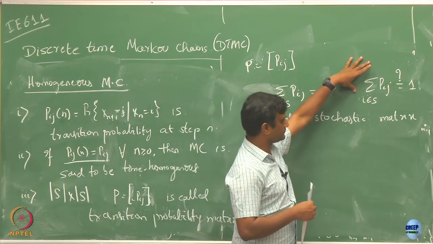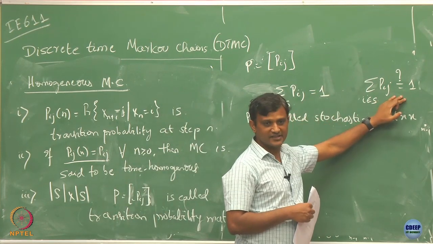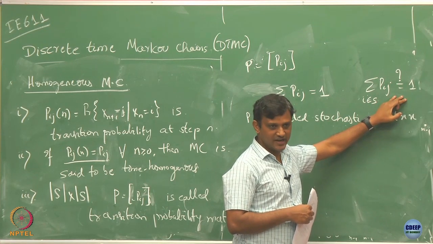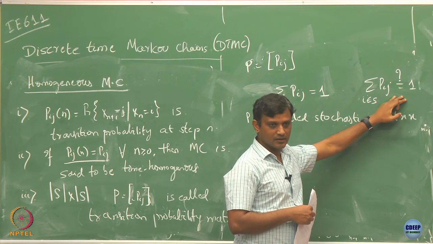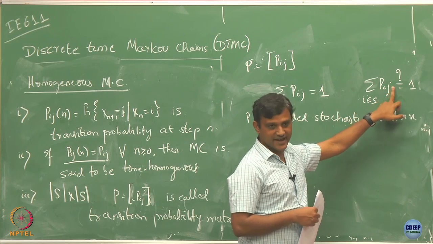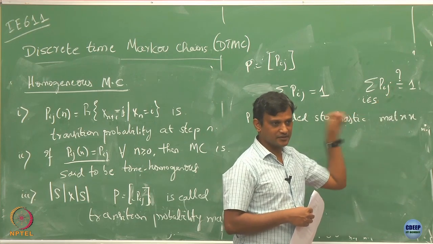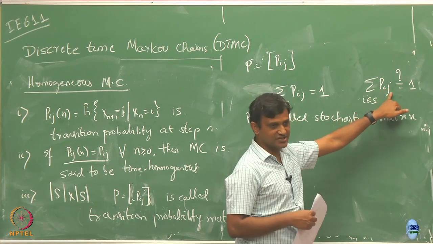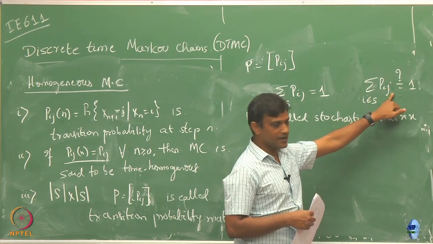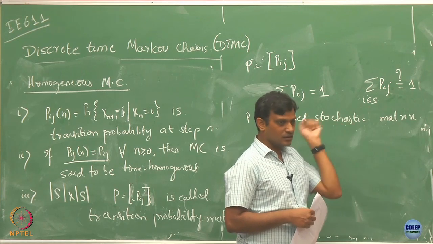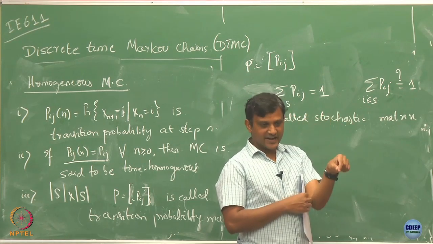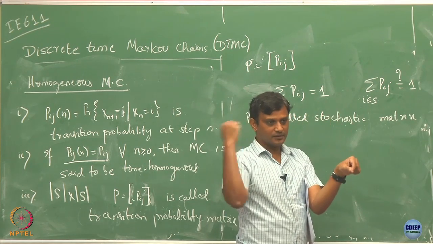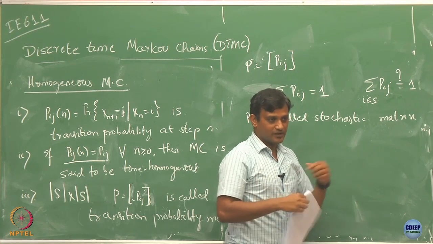Now here, what is this probability saying? What is the probability of jumping to j from different states? So here the final destination is j, and now you are asking what is the probability I reach j from different i's? Is it 1?